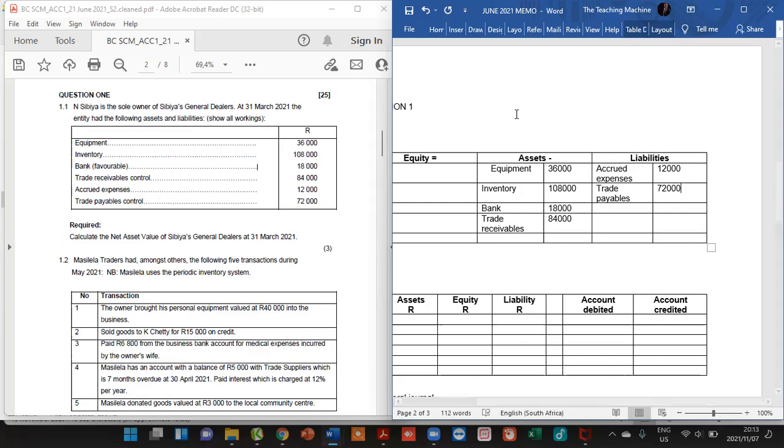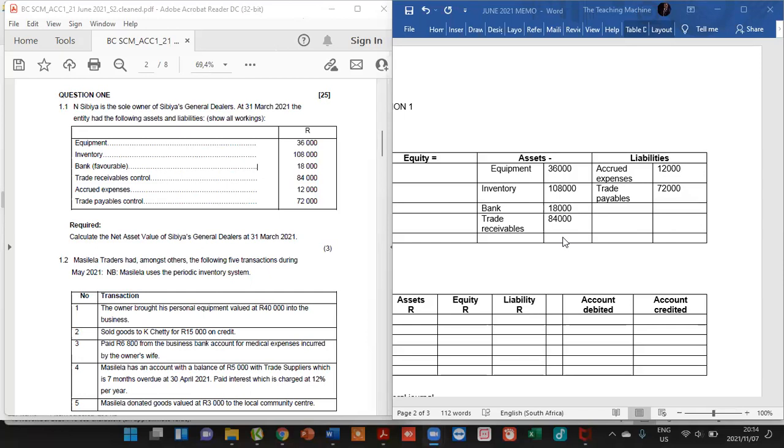Okay, I think there's a message. Trade payables, also known as creditors. Yes, that's true. Another word for trade payables is creditors control. Another word for trade receivables is debtors control.